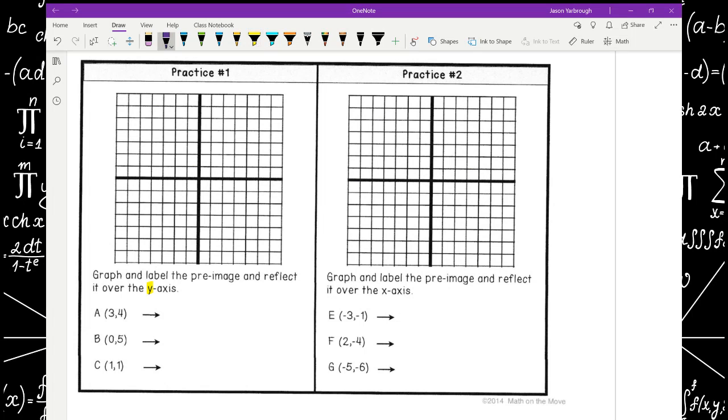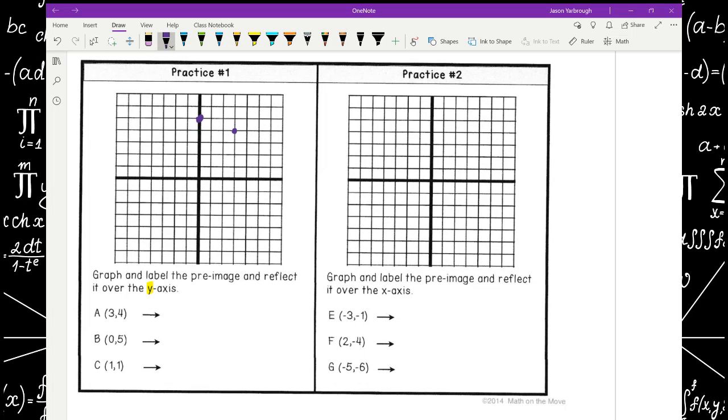So we've got A at 3, 4. So we go right 3, up 4. And I'm going to wait to put my letters on this because I don't know exactly how this shape's going to turn out. B is at 0, 5. So I start off, don't go left or right any, but I go up 5. And there's B. And I'm not going to put the letters on there yet because I don't know exactly how this shape's going to look.